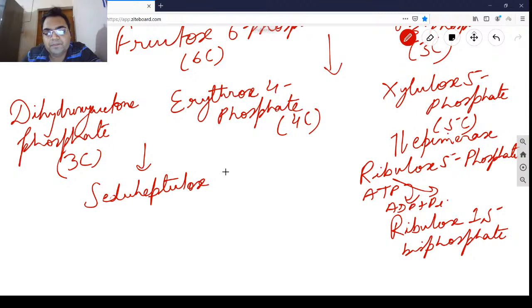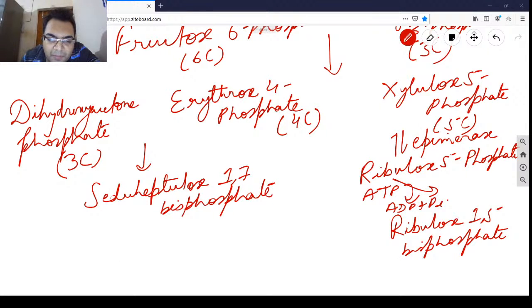Sedoheptulose 1,7-bisphosphate. Two phosphate molecules. Okay. Now this is again a 7-carbon molecule. The enzyme will be aldolase. Combination, 7-carbon molecule.